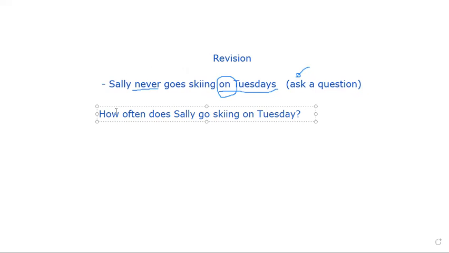So if you have a question like it in the exam, always remember, if the sentence contains on plus a weekday or an adverb of frequency, the question is always how often, followed by the helping verb and then the rest of the sentence. Remember, if we have does in the question, it drops the S from the verb.